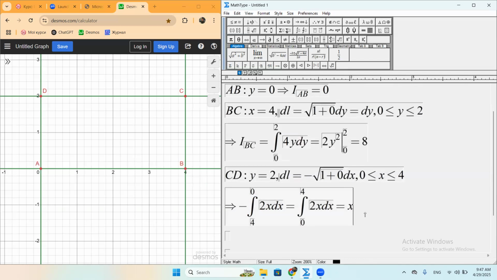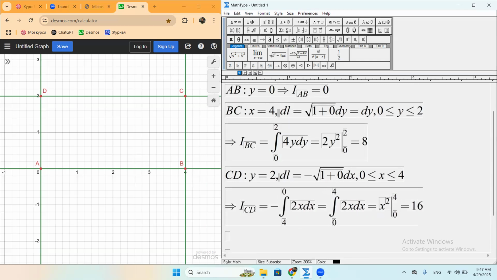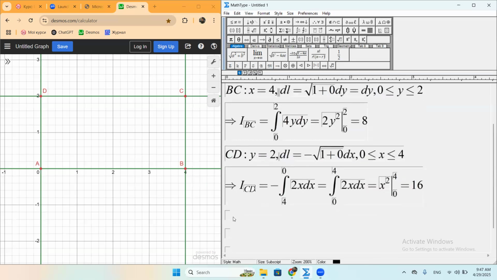And what do we have? x squared with substitutions from 0 to 4. So the result is 16. And let's write down that it is the integral I with index CD, then dA. So it is quite simple.